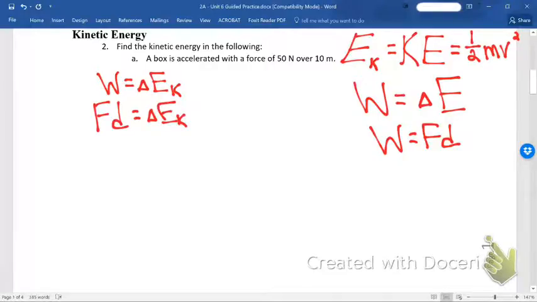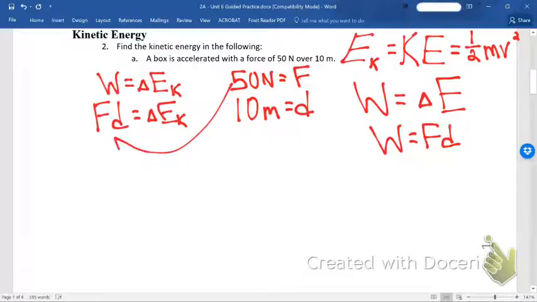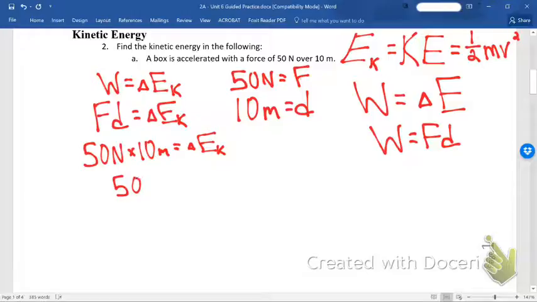And if we assume that the box started at rest, it started with 0 joules of energy, so all we have to do is figure out how much energy we gave it when we did the work, and we'll know how much energy it has. The problem gave us two numbers, 50 newtons, which we should recognize is a measurement of force, and 10 meters, which we should recognize is a measurement of distance. So if we plug them in to where the equation is asking for them, 50 newtons multiplied by 10 meters will tell me the change in my kinetic energy, which will be 500 joules of kinetic energy.